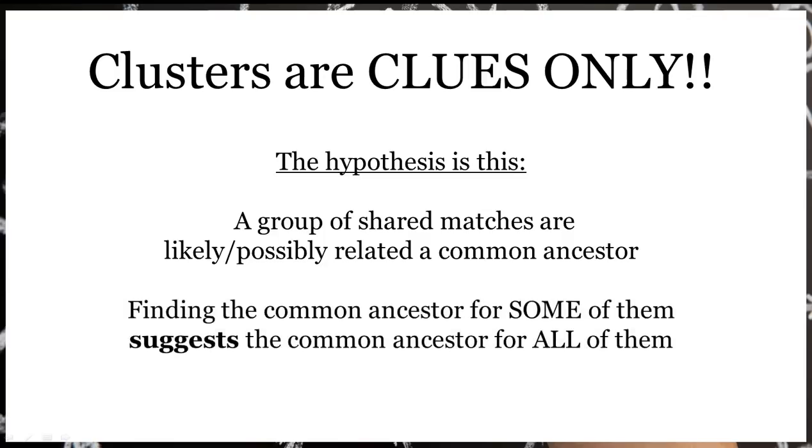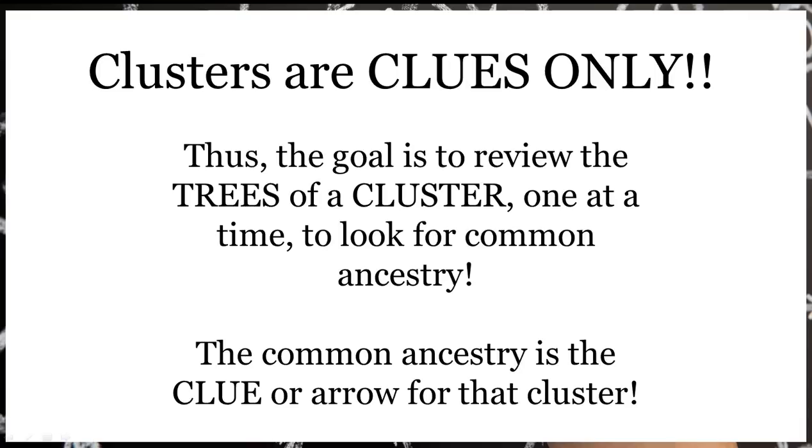And so finding the common ancestor for some of the people in a cluster then suggests the common ancestor for all of them. Right? Again, this is just a clue. It's a hypothesis. It is not proof on its own. So if I can look at a cluster and I can find the common ancestor for some of the people in that cluster, that then suggests that the other people in that cluster are related to me through the same ancestry. Okay, so let's look at an example of this.